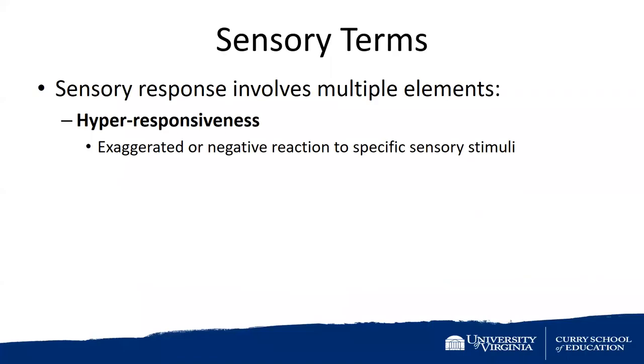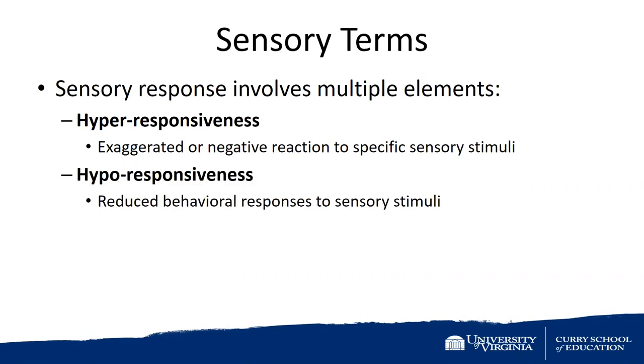Some other important sensory terms: there's this term that you may have heard of before, which is hyper-responsiveness. And what we mean by that is when someone has a large, exaggerated, and sometimes negative reaction to specific sensory stimuli. So we may have hyper-responsiveness to specific sounds, specific tastes that we find unpleasant. We may not just have a negative reaction, but that reaction can be really large and over the top, and that can make those sensory experiences really unpleasant for the individual.